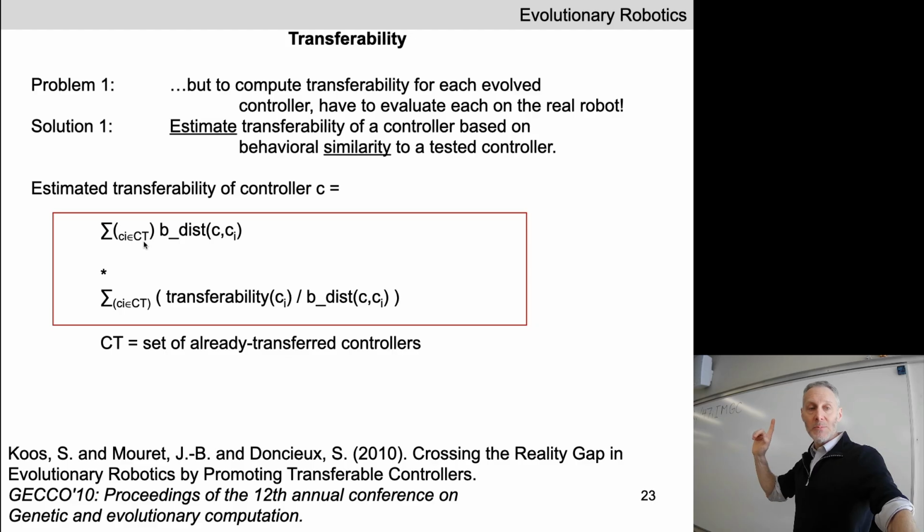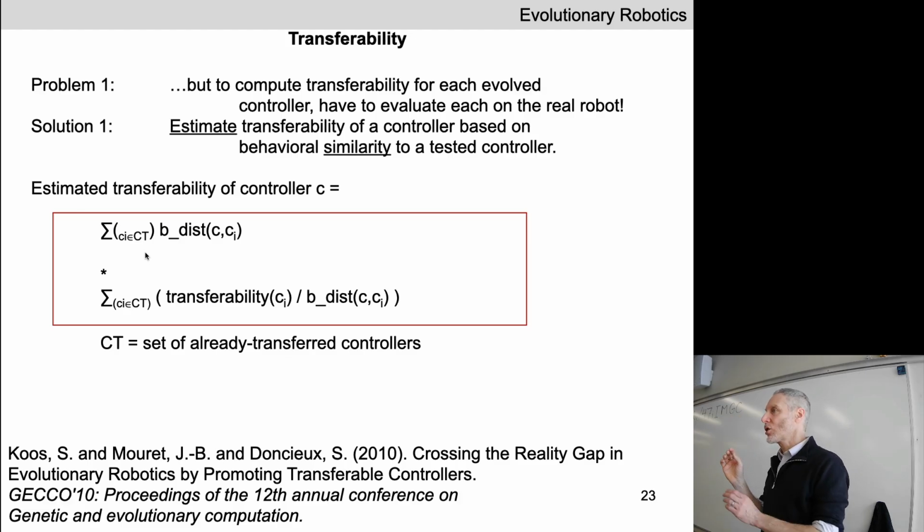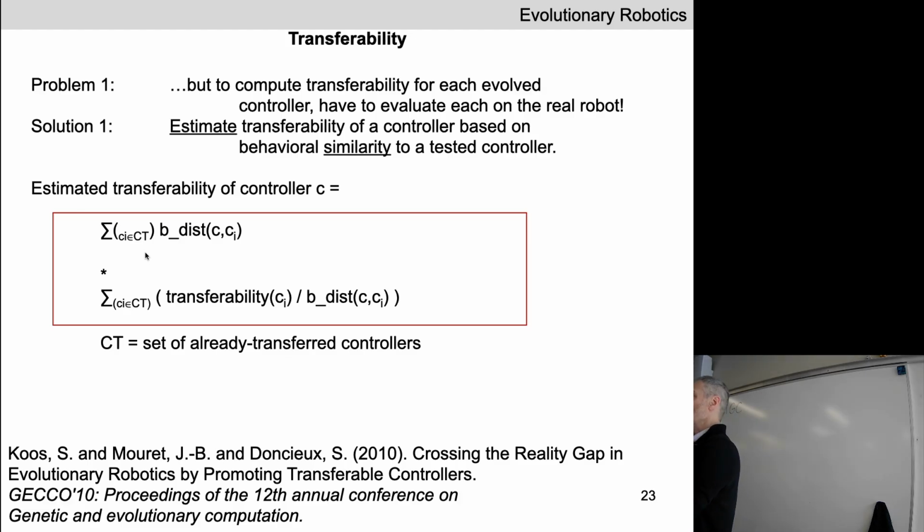Sorry, I misspoke. We're going to try and estimate the transferability of controller C. We're going to see how close or how far controller C is from the other controllers that have been sent to reality. And those controllers that have been sent to reality are sitting inside the set CT, the set of already transferred controllers. Controllers that have already been sent to reality that are closer to C are going to influence our estimate of the transferability of controller C more than controllers that have been sent to reality that are further away from C.